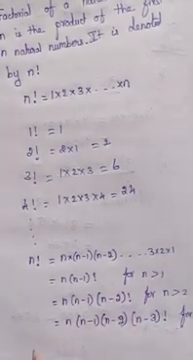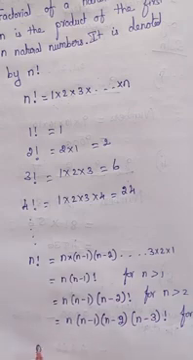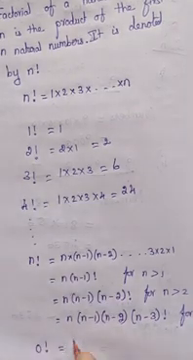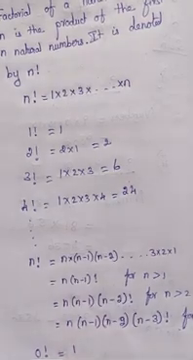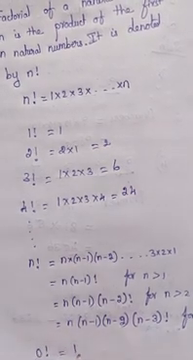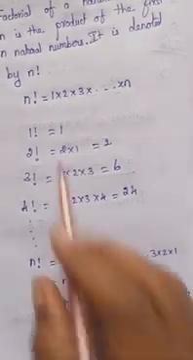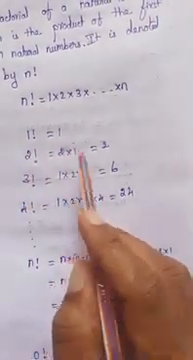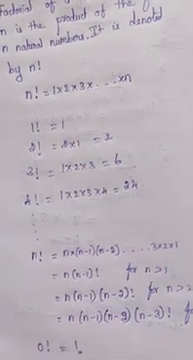That is the reason. Now what about the value of 0 factorial? That also is equal to 1. 0 factorial is equal to 1. 1 factorial is also equal to 1.